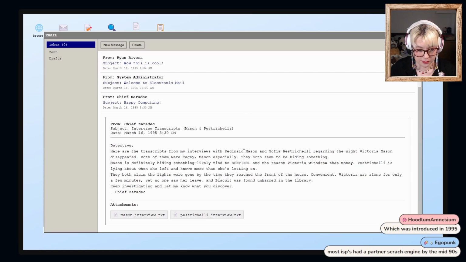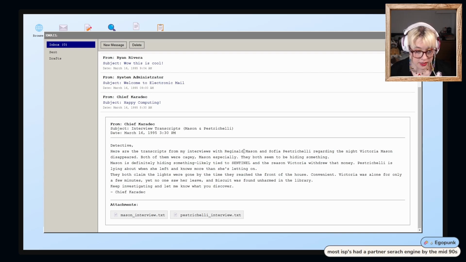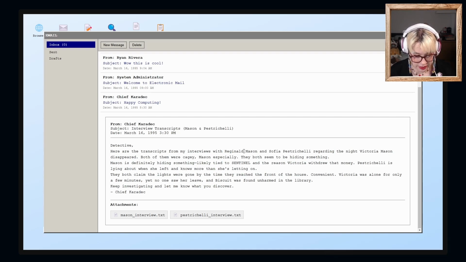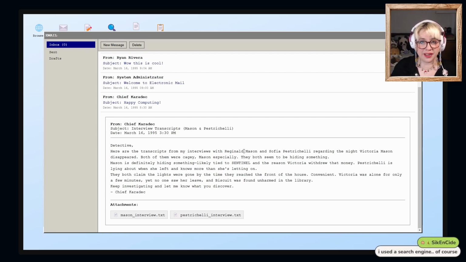The first web search engine was Archie, created in 1990 by Alan Emtage. Did you know that, or did you look it up? It was introduced in 1995. Most ISPs had a partner search engine by the mid-90s. Cool. Okay, cool. So we're still factually accurate. There's a cobweb on the back of this chair. Ew. Put my hand in it. I hate that feeling.